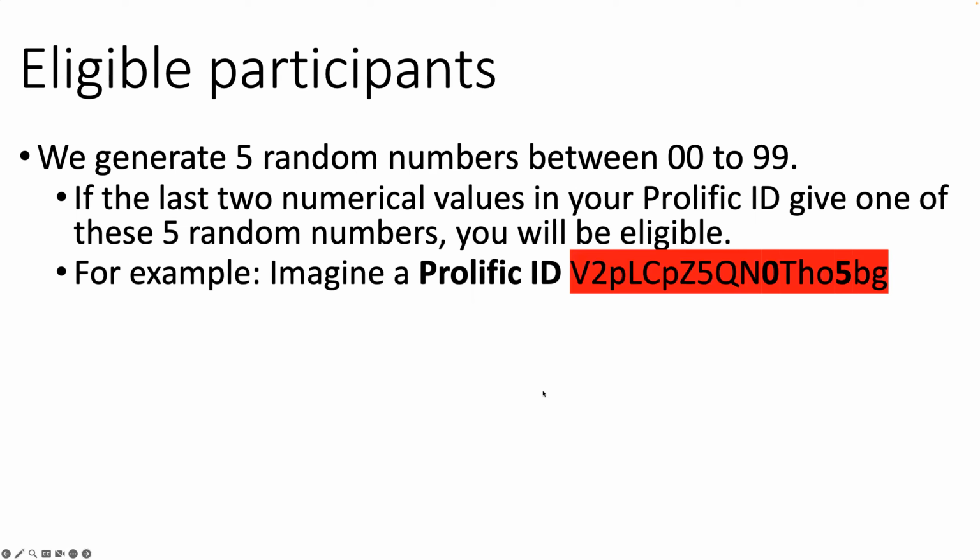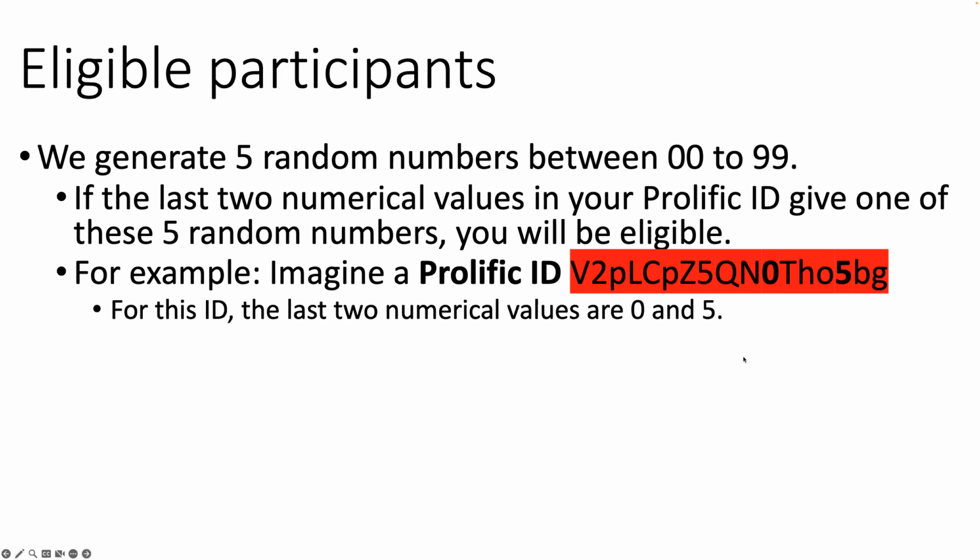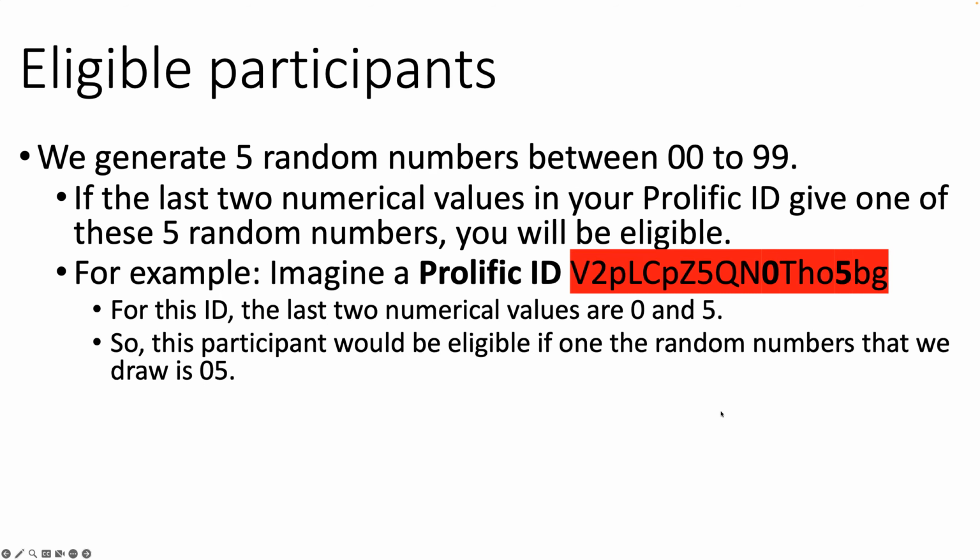Imagine that your prolific ID is as shown on the slide, highlighted in red. If this were your prolific ID, then notice that the last two numerical values are 0 and 5. This means that you would be eligible if one of the 5 random numbers that we are going to draw is 0, 5. Notice that you are eligible if one of the numbers is 0, 5, not 5, 0.